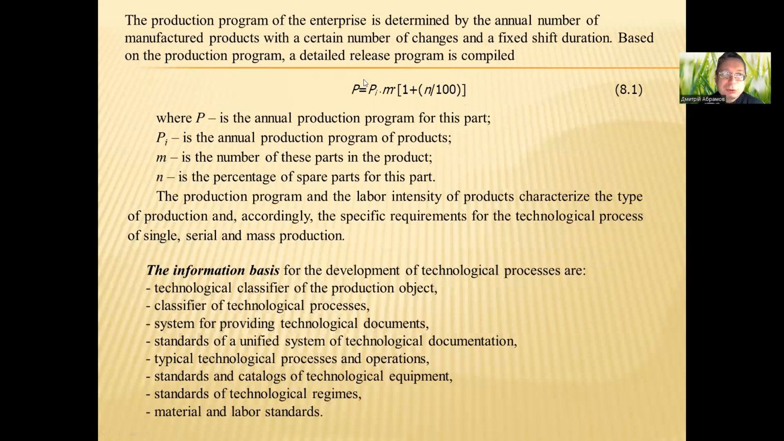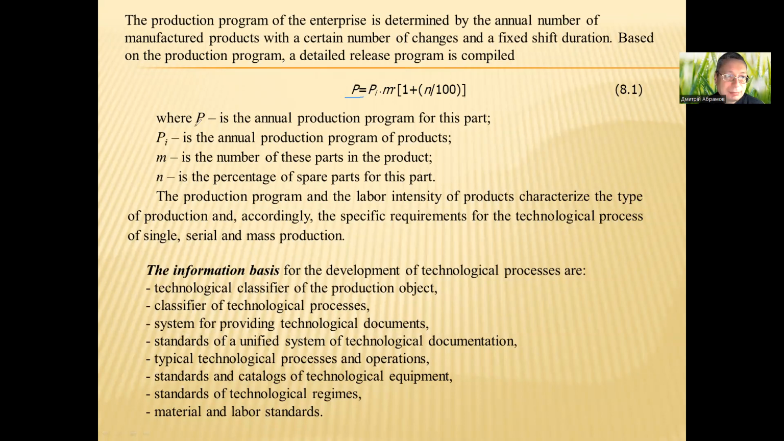The production program of the enterprise is determined by the annual number of manufactured products with a certain number of changes and a fixed shift duration. Based on the production program, a detailed release program is calculated by Formula 8.1. In this formula, you can see the next parameters.